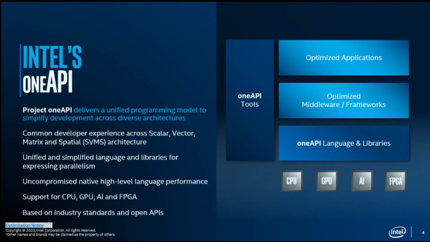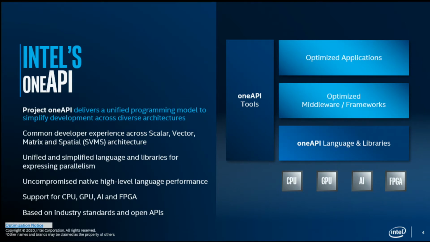So Intel's oneAPI is a project to deliver a unified software development environment across CPU and accelerator architectures. It includes a unified language and libraries that deliver full native code performance across a range of hardware, as you can see at the bottom on the right, including CPUs, GPUs, FPGAs, and AI accelerators.